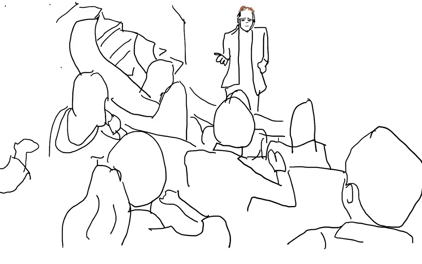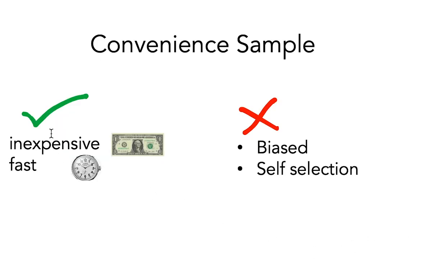But if you need a quick and cheap poll, you can have a convenient sample, especially if biases don't really matter. Convenient samples, of course, can have self-selection bias when people choose to participate because they have an interest in the issue in question. So they're inexpensive, they're fast, but they can have bias.